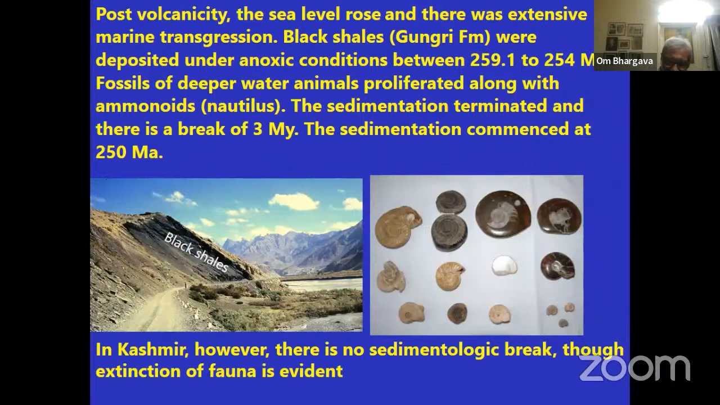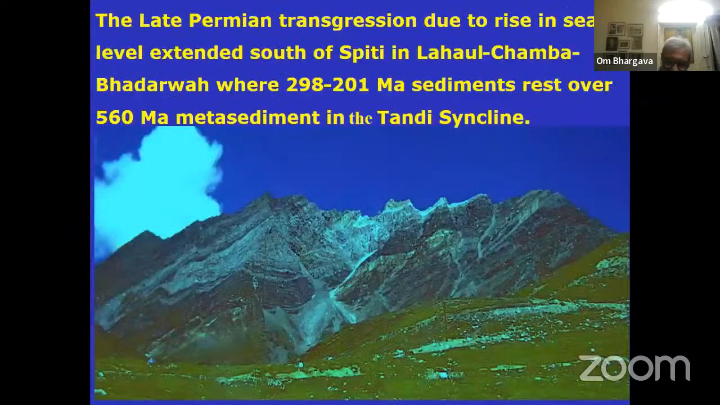And as we said, when there was a deepening of the sea, the sea spread over to the shallower part also. So what was forming the coastal areas of Lahul, Chamba, etc., were flooded, and the sedimentation commenced with the upper Permian, that is from the Cyclolobus oldhami, and it continues later. So this is the Bhadarwa, which was in 298 to 201 million years, the sediment of the Cambrian metasediment.